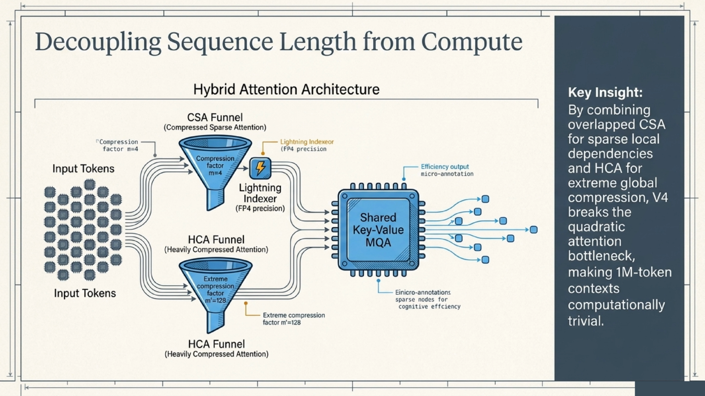So, how do we decouple sequence length from compute? The secret lies in our hybrid attention architecture. By combining a compressed sparse attention, or CSA, funnel for local dependencies, and a heavily compressed attention, or HCA, funnel for extreme global compression, V4 completely breaks the quadratic attention bottleneck. This makes 1 million token contexts computationally trivial.